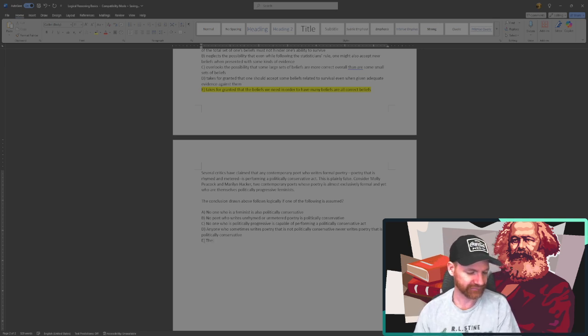And then, the content of a poet's work, not the poet's form, is the most decisive factor in determining what political consequences, if any, the work will have.